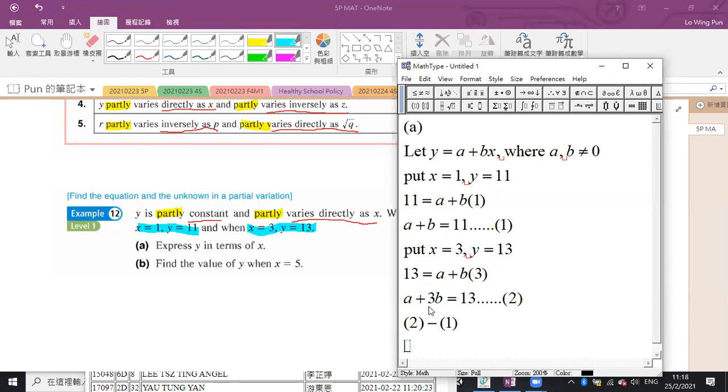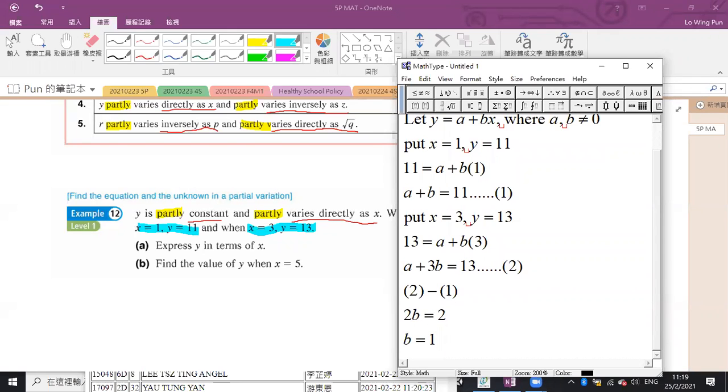How about the b terms? We have 3b, positive 3b, and then minus positive 1b. So that is 2b. And then the equal sign. For the right hand side, we have 13 minus 11, that is equal to 2. Okay? So what is remaining in the equation is just b, and then we can solve the value of b from this equation. So b is just equal to 1.